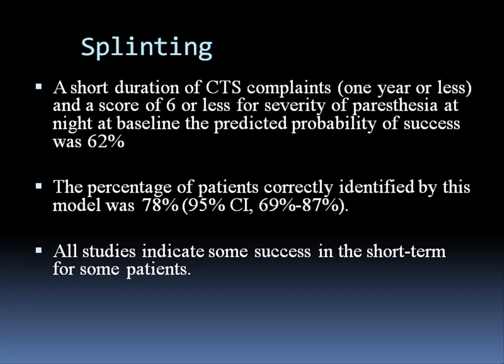Only 2 prognostic indicators were identified for patients with both a short duration of CTS complaints, a year or less, and a score of 6 or less for severity of paresthesia at night at baseline. The predicted probability of success was about 62%. Now, the percentage of patients correctly identified by this method was high, at 78%.